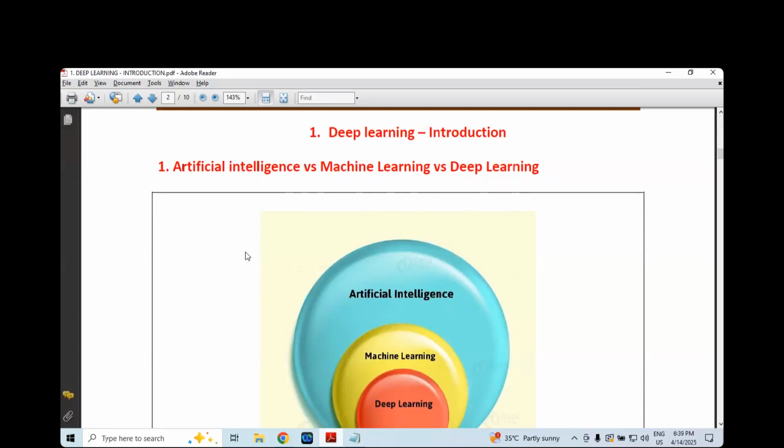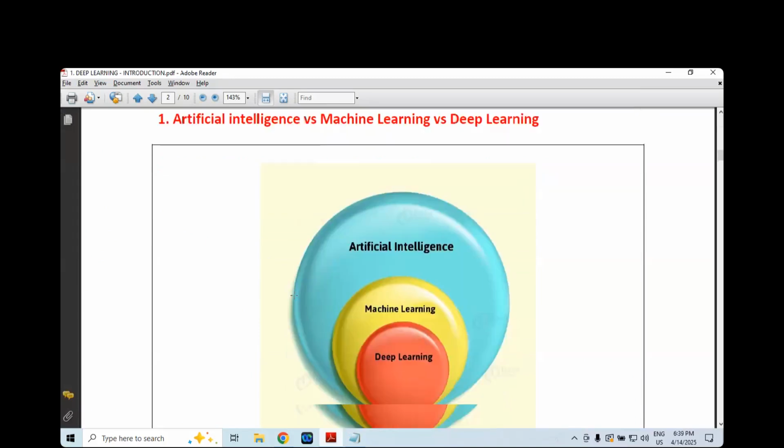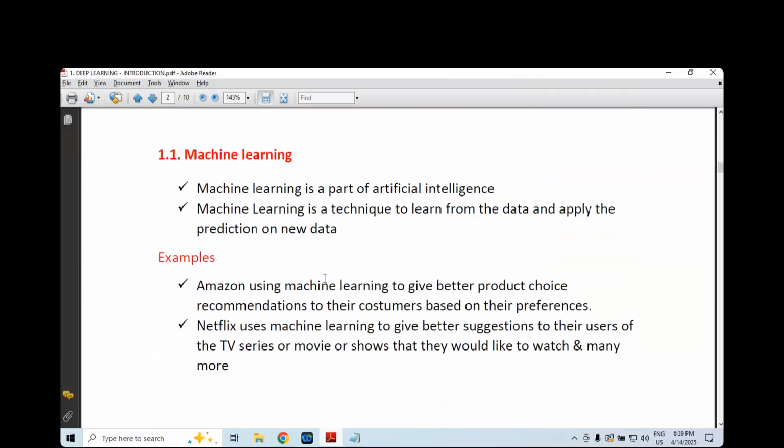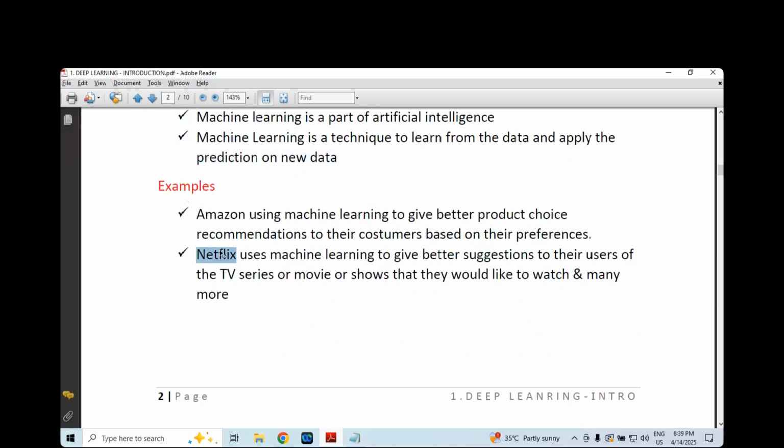Kindly understand the little difference between AI, ML and DL. Machine learning is a part of AI. Machine learning is a technique to learn from the data and apply prediction on new data. The best example, Amazon and Netflix are using it. Amazon uses machine learning to give better product choice recommendations.